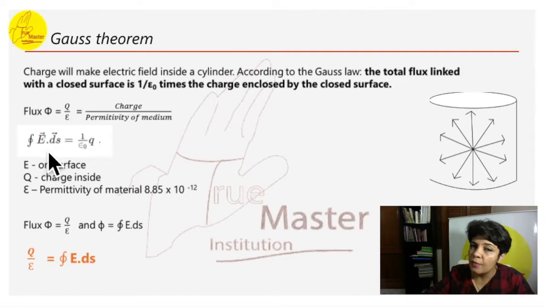The first formula was E dot ds. This was also flux. Q by epsilon naught is also flux. So we can equate them and write Q by permittivity equals the closed integral of E into ds. Here the value of permittivity of material, when we are going to calculate, will mostly be written as 8.85 into 10 to the power minus 12.